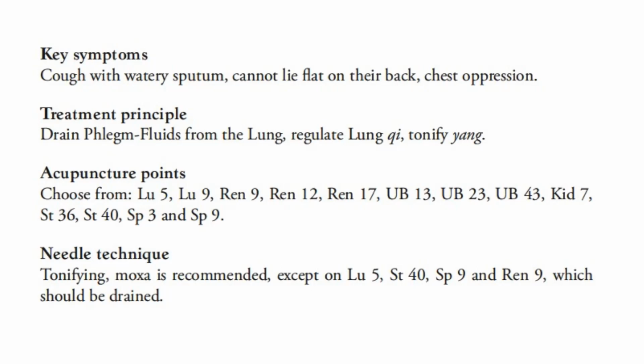In acupuncture treatment, we can choose from lung 5, lung 9, REN 9, REN 12, REN 17, UB13, UB23, UB43, PD7, stomach 36, stomach 40, spleen 3, and spleen 9. For the needle technique, we can use a tonifying technique. Moxa is also recommended except on lung 5, stomach 40, spleen 9, and REN 9, which should be drained.